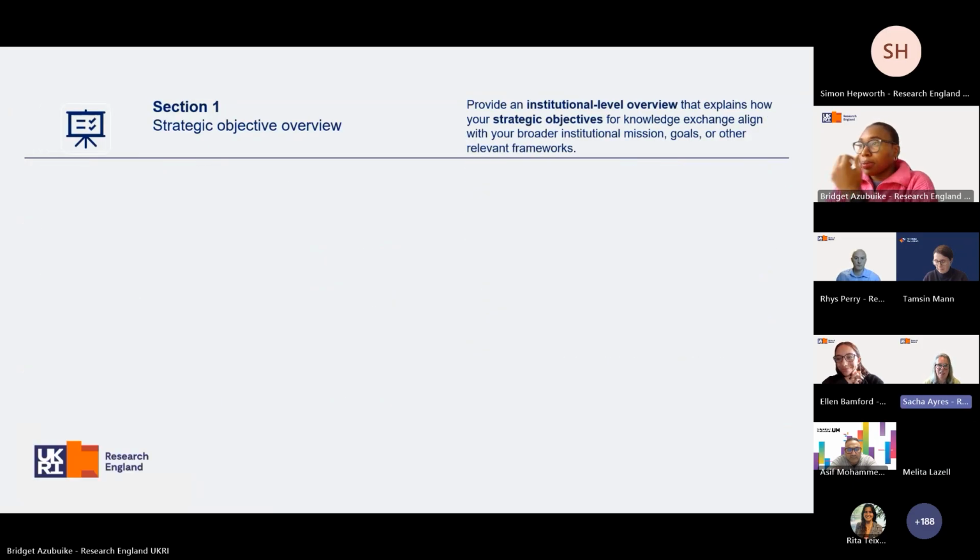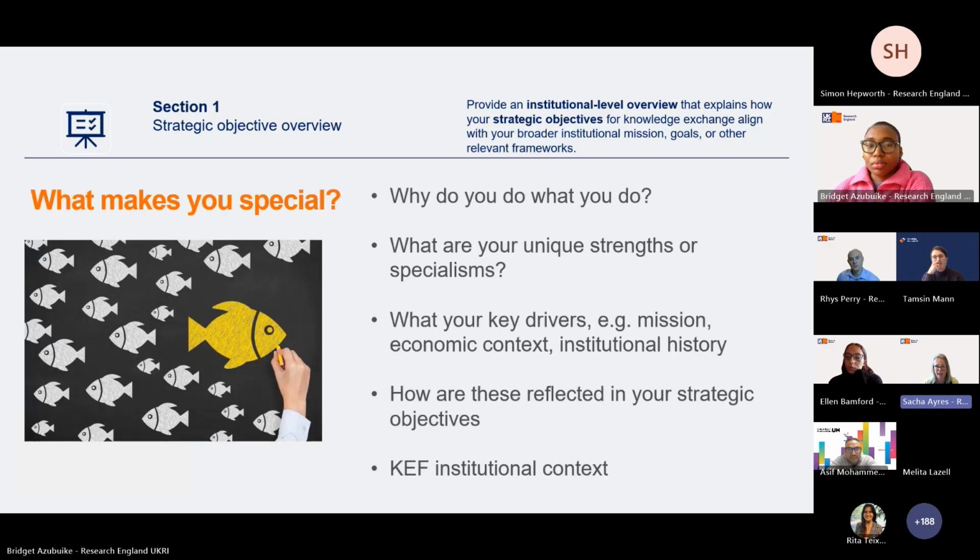Next slide, please. So I'm going to work through each section in turn. Section 1, provide an institutional level overview that explains how your strategic objectives for KE align with your broader mission, goals, or other relevant frameworks. So what makes you special? This is your introduction to who you are and what you do and why you are that kind of institution. This question is intentionally broad because we want you to tell us whatever you think is most relevant to what drives your KE activity. In this way, it's very similar to the KEIF institutional context. And if that statement contains everything you want to say here, feel free to repeat it if it's fully relevant, or extract from it. You don't need to reinvent the wheel if it already fits.